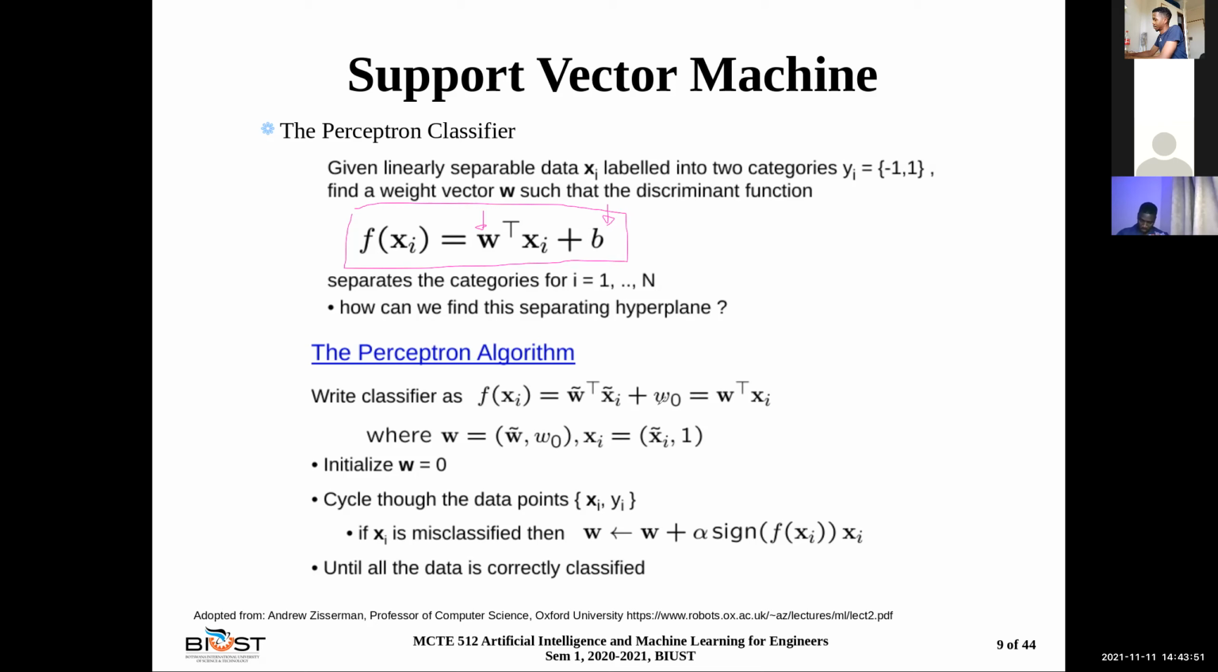Okay, so the principal algorithm. We have the classifier, so this one we know already. Your W tilde transpose multiplied by your X input tilde plus W sub zero. What we are going to do here is include this part, W sub zero, into the equation. So you put W sub zero multiplied by one. So you have W, the weights of the separating line, multiplied by W, which now includes the W sub zero. So the entire line plus the bias is included as W sub zero. Now your X is X1 plus 1, which is the bias.